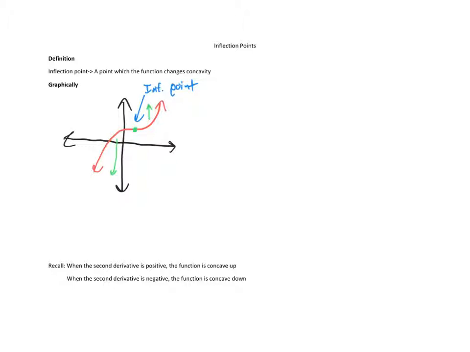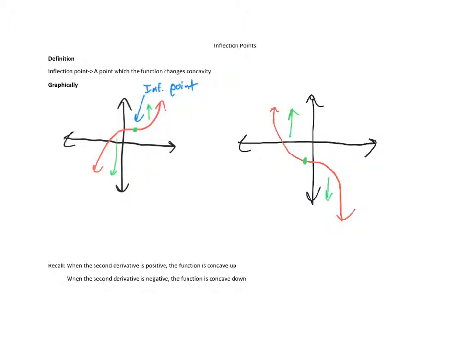We could switch this graph and still essentially get the same idea and still have an inflection point. Let's say if we had a function that looked like this, even though it looks almost reflected of what the other graph looks like, I would say roughly in this area, we change from concave up to concave down, and so therefore I would say this is an inflection point.